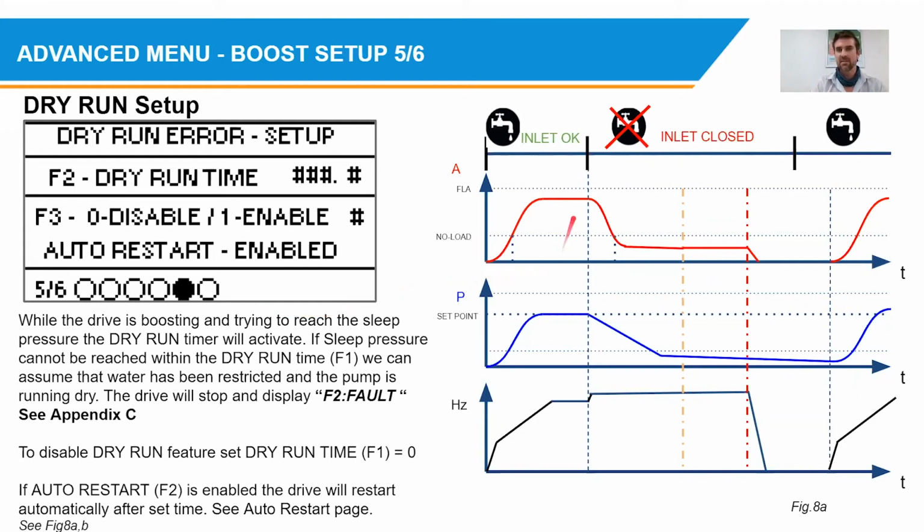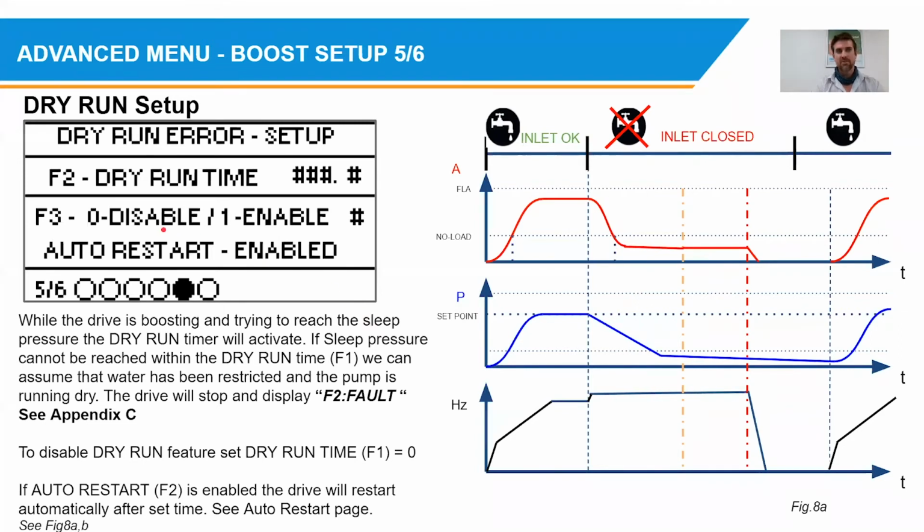And typically the system will detect that extra pressure if there is water in the pipes. But if there's not, if the inlet is perhaps closed, the load will drop, no load will start counting out, but when the boost point is triggered, there's no pressure to get to that point. There's no pressure to reach your sleep pressure. At which point the dry run timer will start running and trip the system out if it can't get to that sleep pressure.